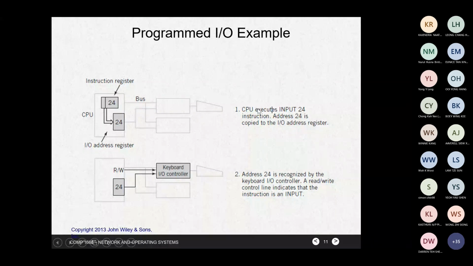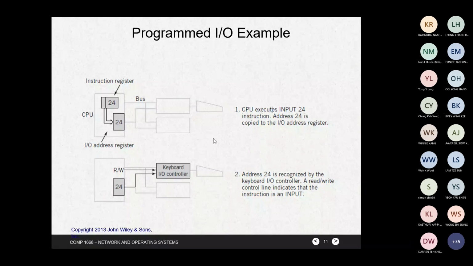CPU executes input with the address 24, and it is copied into the I/O address register, the register in the CPU. In fact, there is a lot more detail. This is very high level. If you look into the detail, I hope there are more slides to explain this.